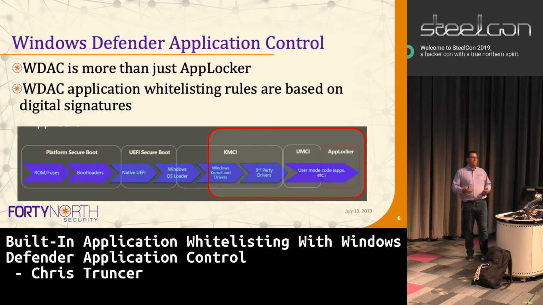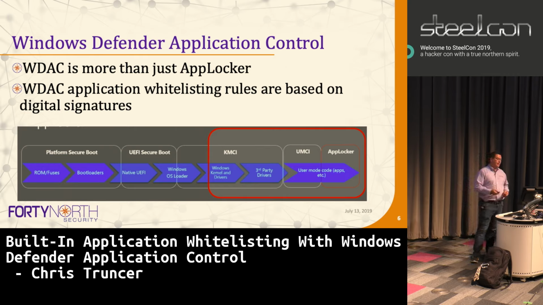So WDAC is more than just AppLocker. With AppLocker, people usually think within userland, different directories that rules are enforced upon that allow either applications or different libraries to be loaded. Windows Defender application control can do all of that. Plus it also hooks into what we call kernel mode code integrity, where you can enforce different rules that either allow or deny drivers on your system to be loaded as well. And I'll show an example of when that's gone bad on me before.